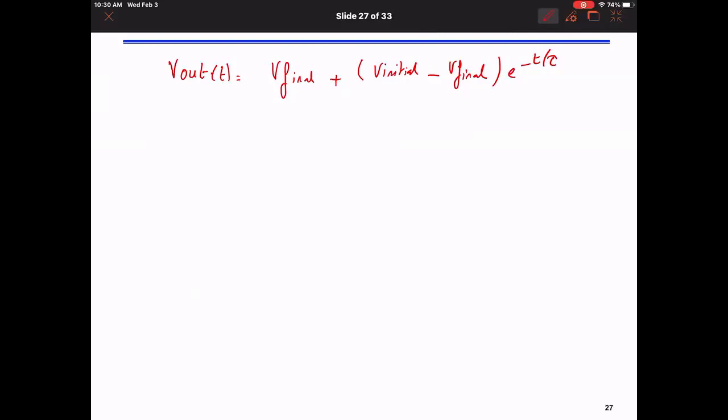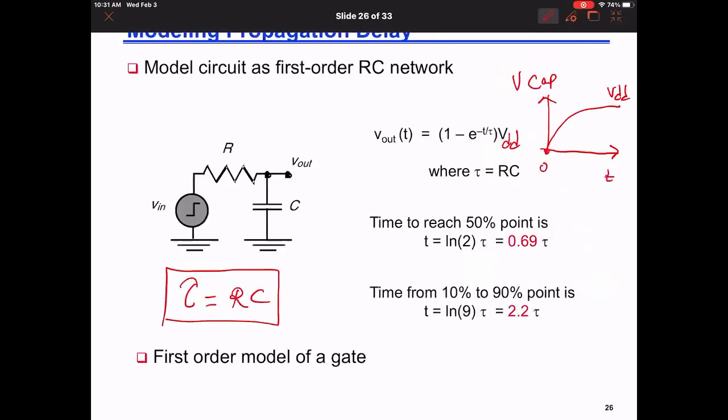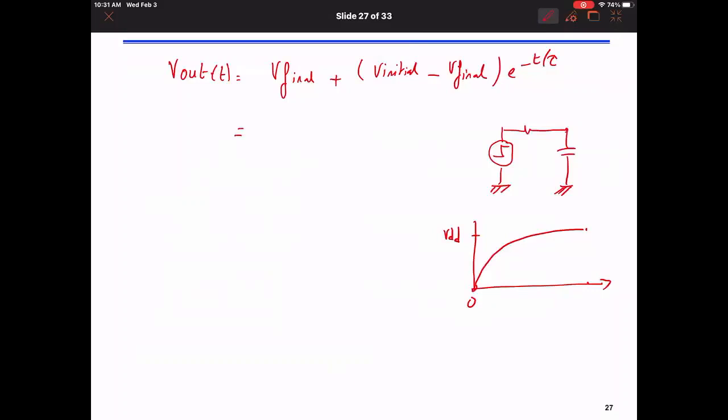If this is the voltage supply, which is stepped up, the capacitor will start initially from 0, and at infinity the final value is VDD. So the equation V out of t is equal to VDD plus 0 minus VDD into e to the minus t over tau, and this becomes equal to VDD into 1 minus e to the minus t over tau.